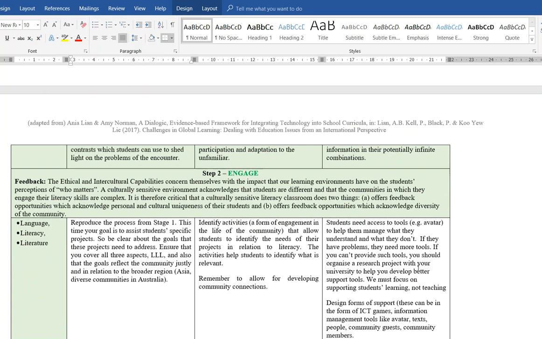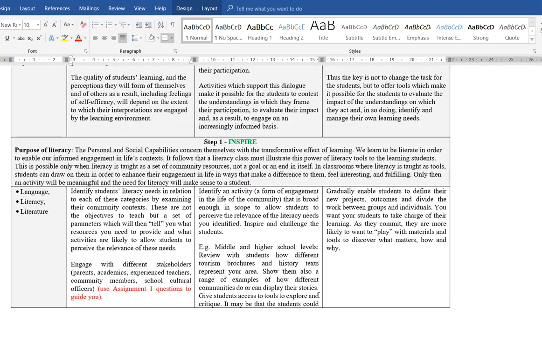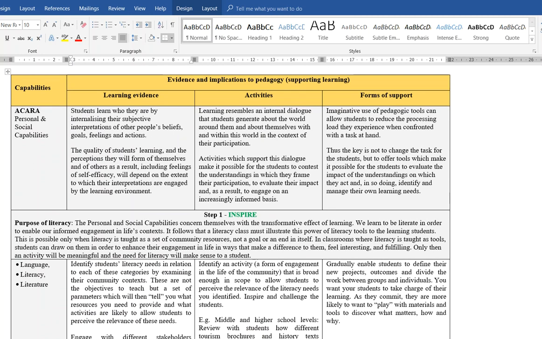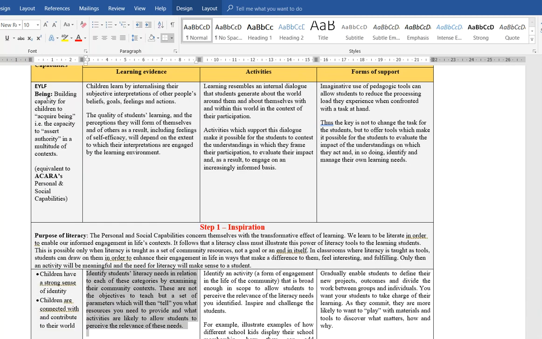So if we look at our design, this is the Australian curriculum design, and I have mapped on the Australian curriculum also the Early Years Learning Framework, because they are no different. They use a similar way of structuring, except that they use different terms that are more appropriate for the specific levels of children.